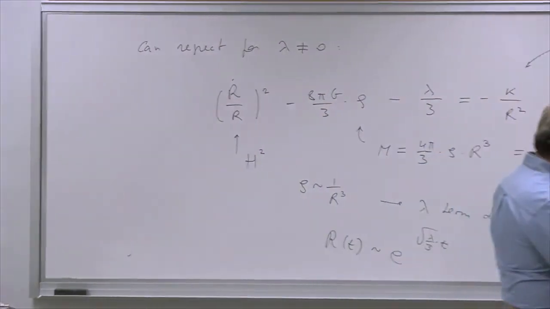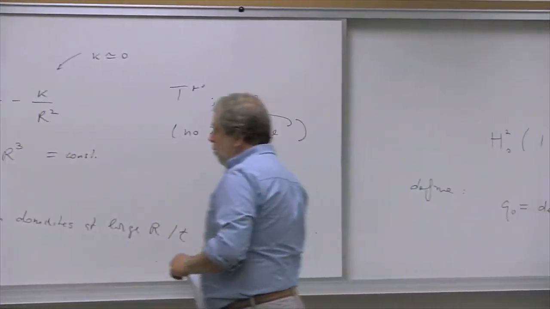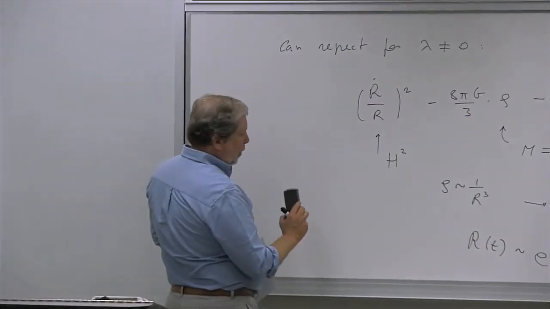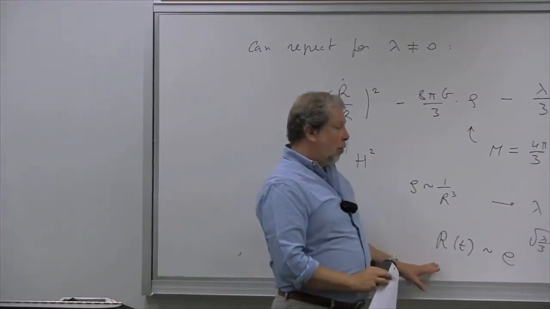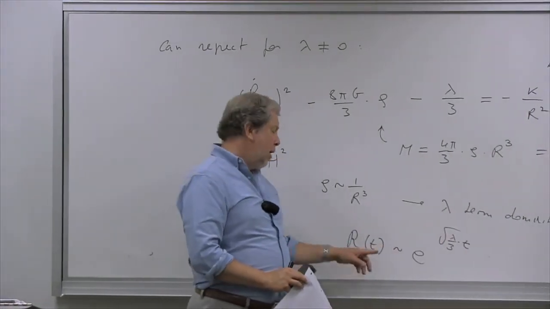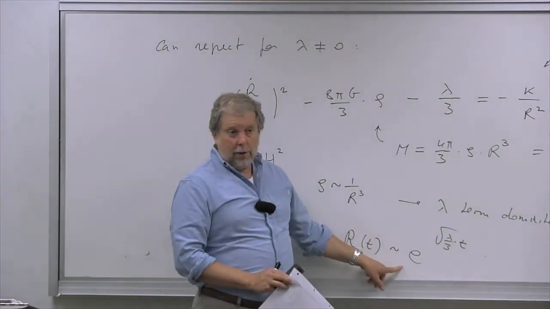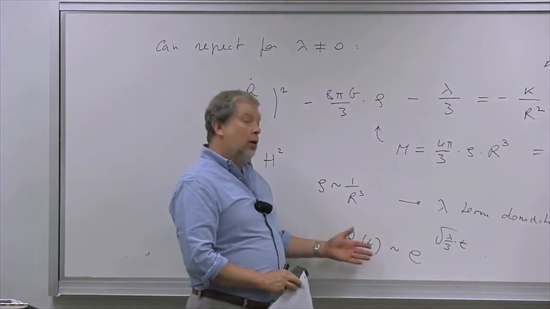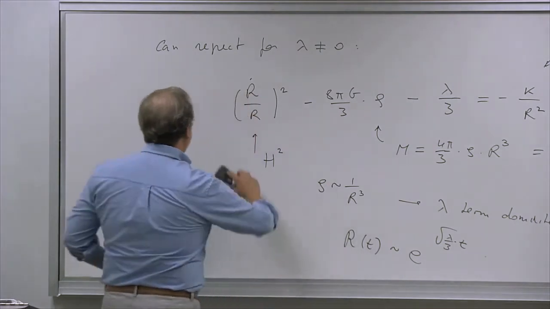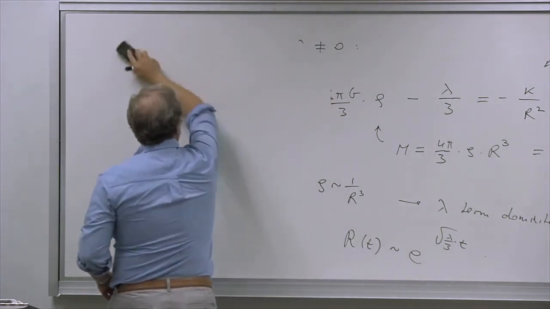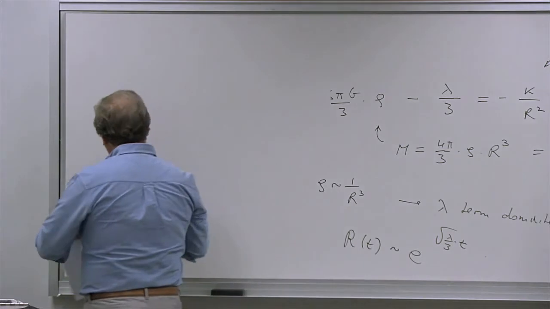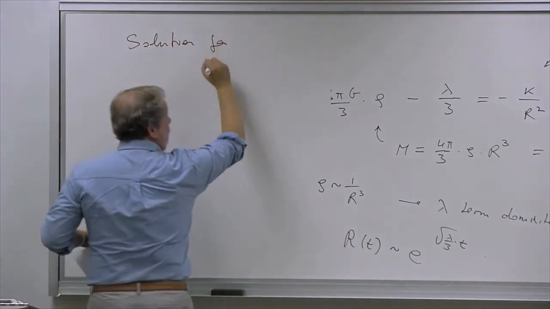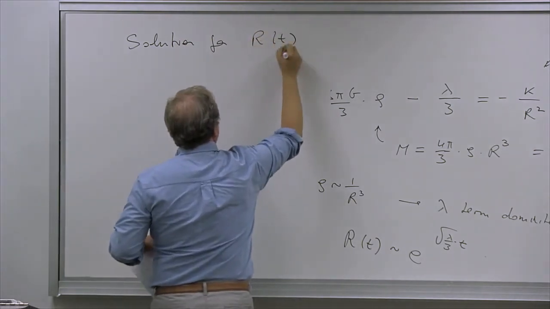So now, these are still somewhat general considerations, but we can actually solve the field equations completely. That is, we can solve for the scale factor exactly as a function of time. We have done that here when the universe is dominated at late times by a cosmological constant term, but we can do that in a more general case. So let's do that. Solution for R of t, right?